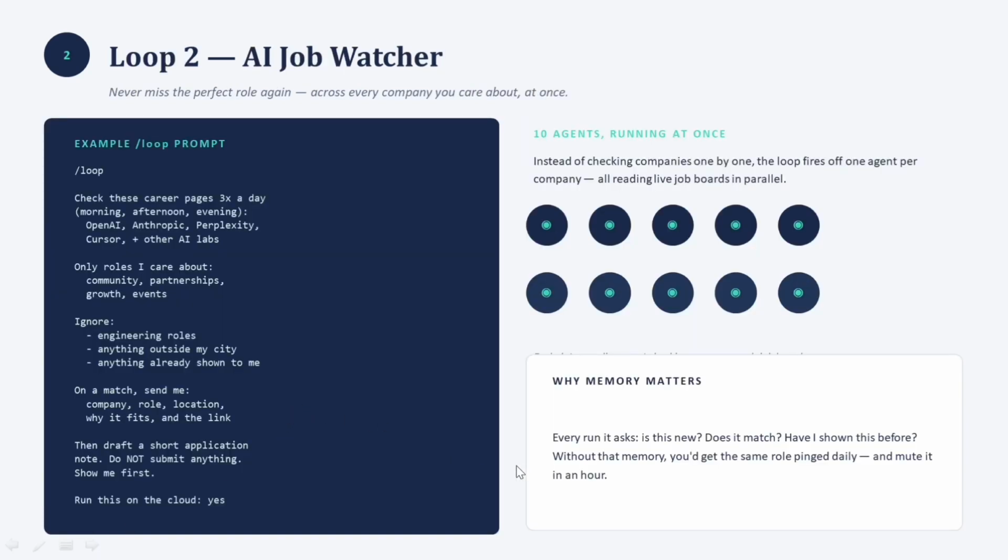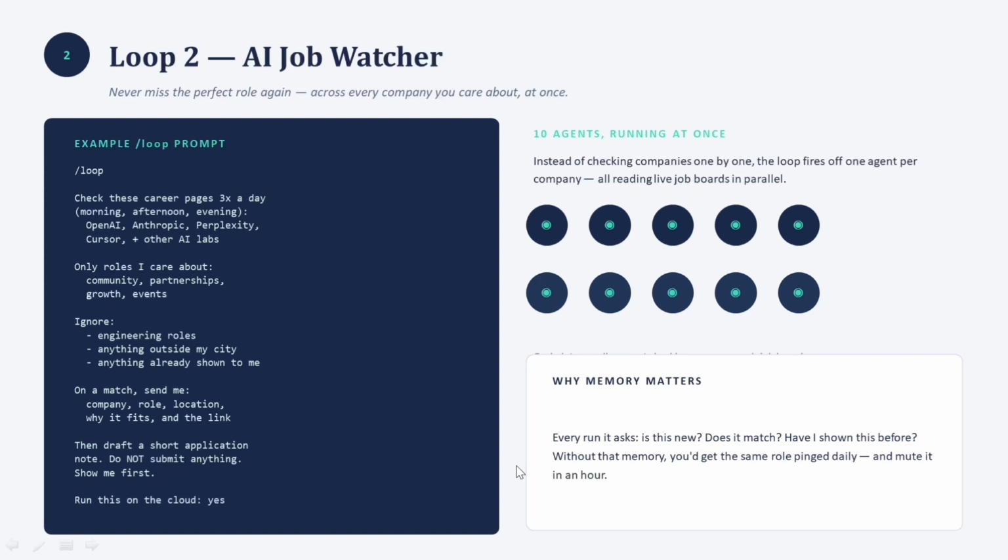So loop 2, the AI job watcher. You can also create a loop for the AI job watcher, for what kind of job is currently open. You can have a look at the loop prompt, such as what kind of career page you want. You can refresh the career page 3 times a day, or 4 times, 5 times, whatever you want. It is totally custom and totally depends on you.